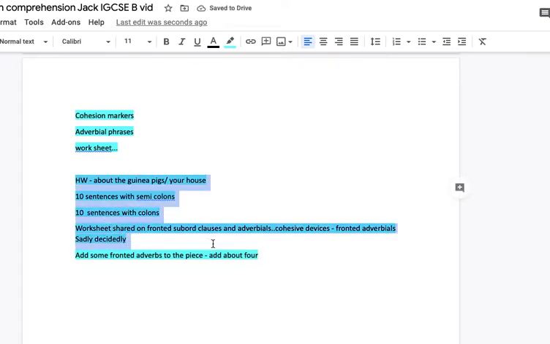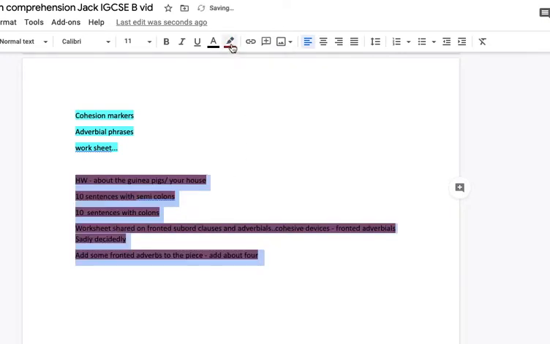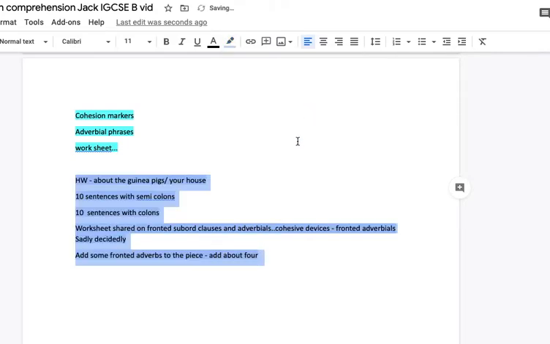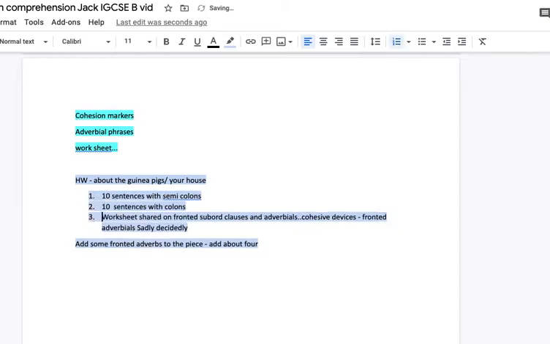So I'm going to put that in a different colour. This is your homework. That colour. No, that's too dark. Homework. Okay. Yeah, so there's your homework. 1, 2, 3, 4. Okay.